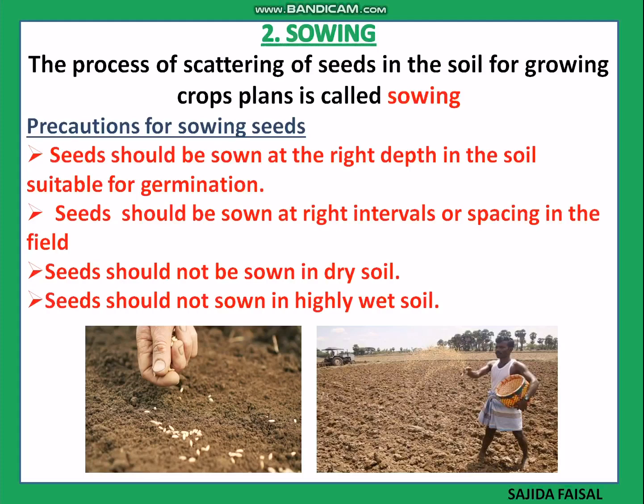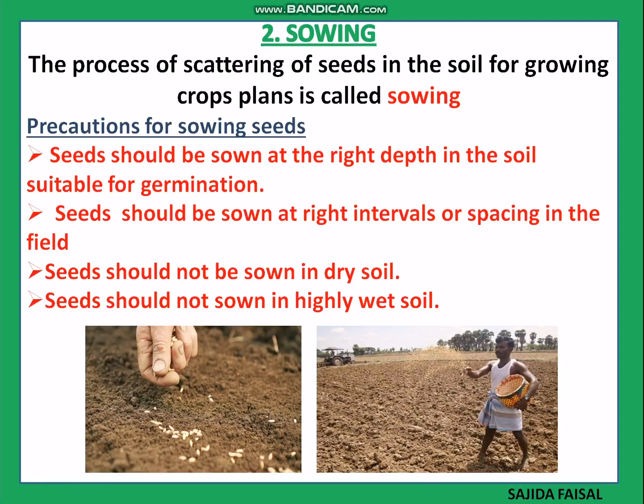Then simply we cannot sow the seed. We have to take some precautions. In that, first precaution, seeds should be sown at the right depth in the soil suitable for germination. The correct depth we have to do. The second precaution, seeds should be sown at right interval. We cannot put all the seeds together. We have to put a space or interval is needed. Then third one, seeds should not be sown in dry soil. Then fourth precaution, seeds should not be sown in highly wet soil.